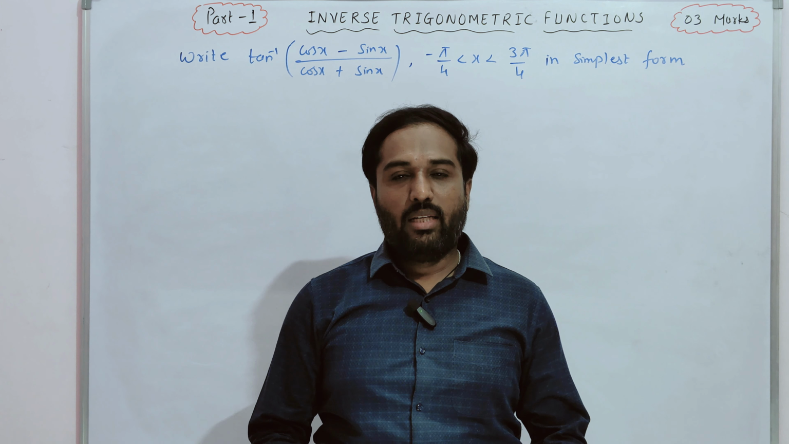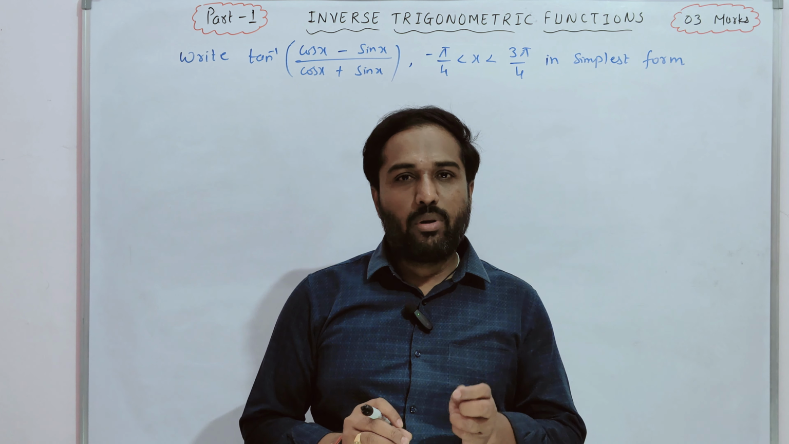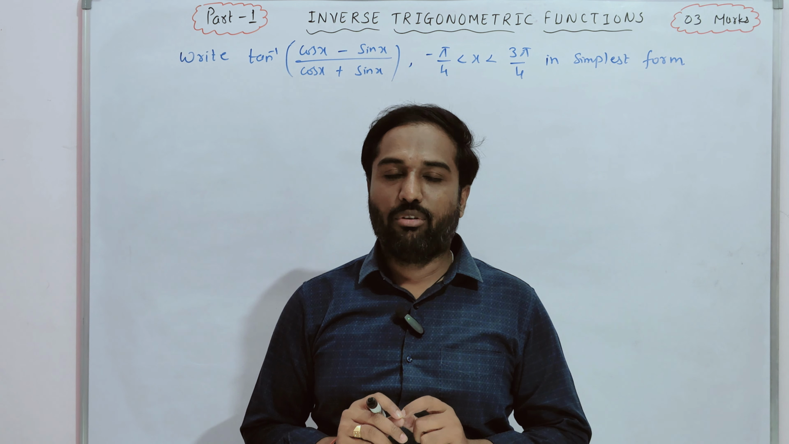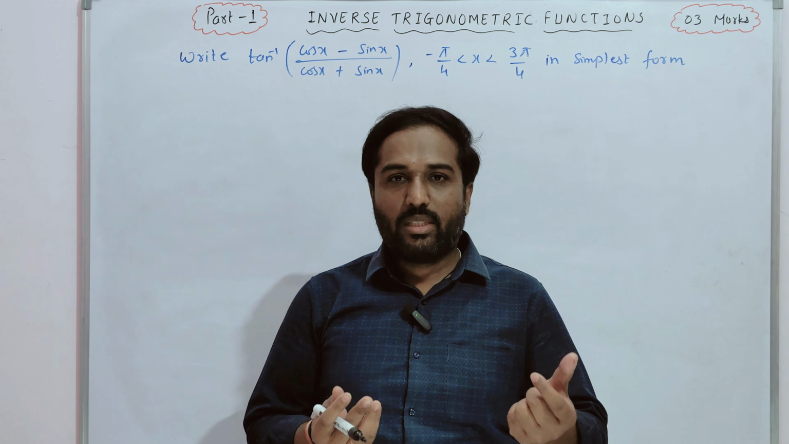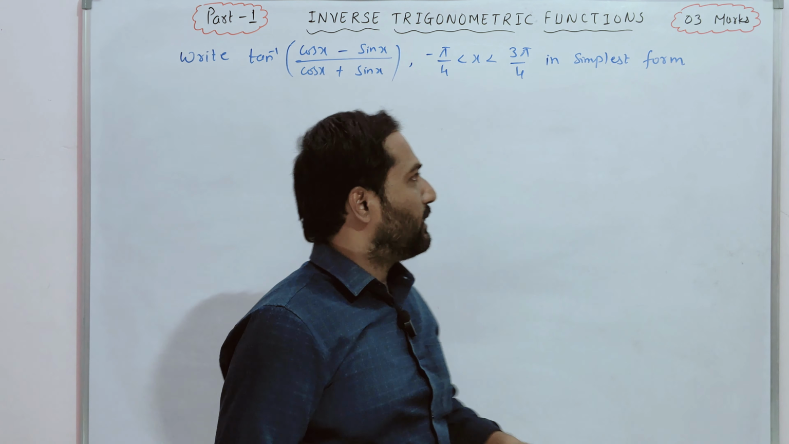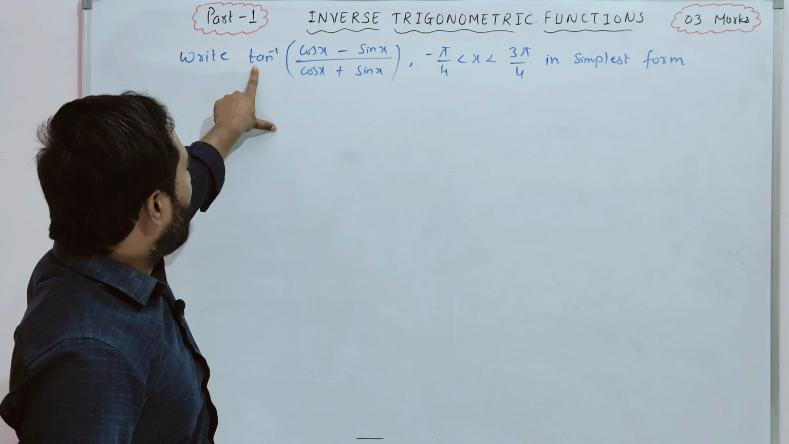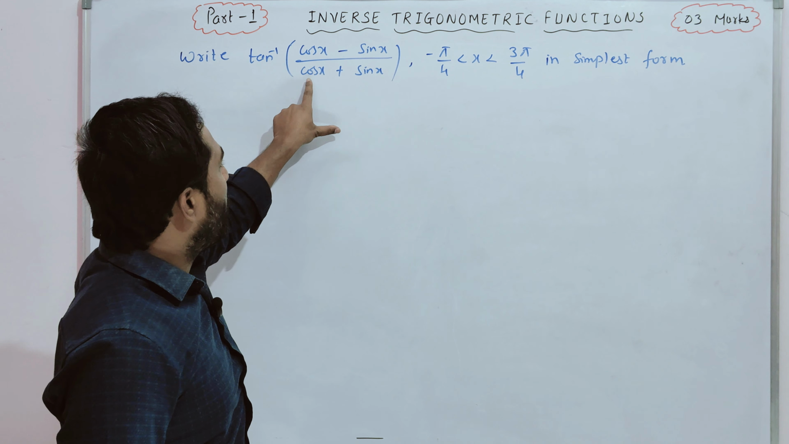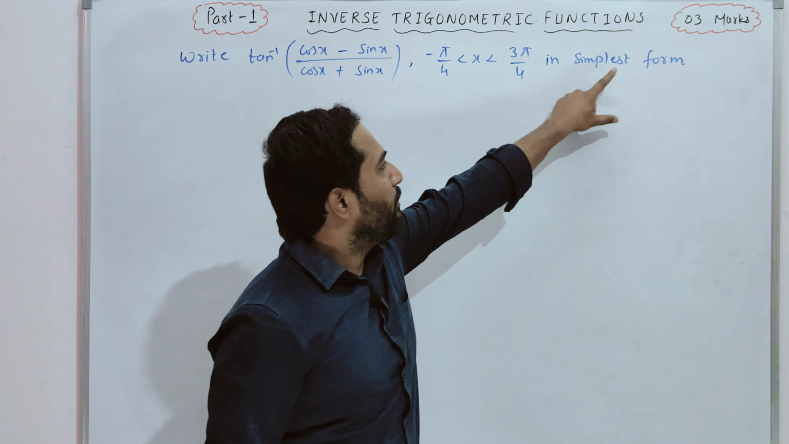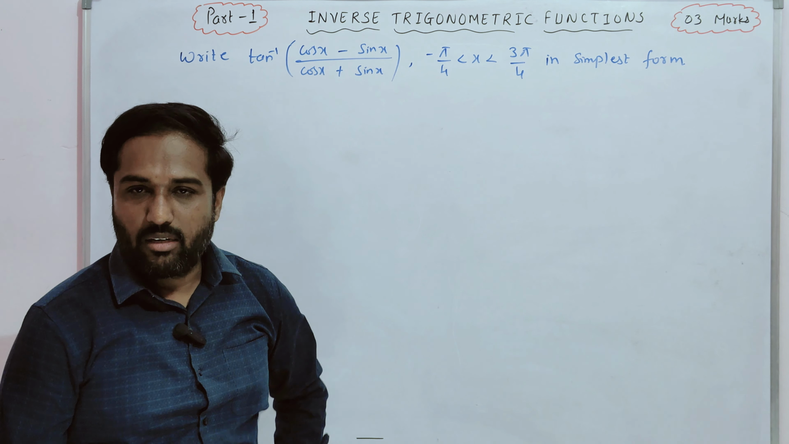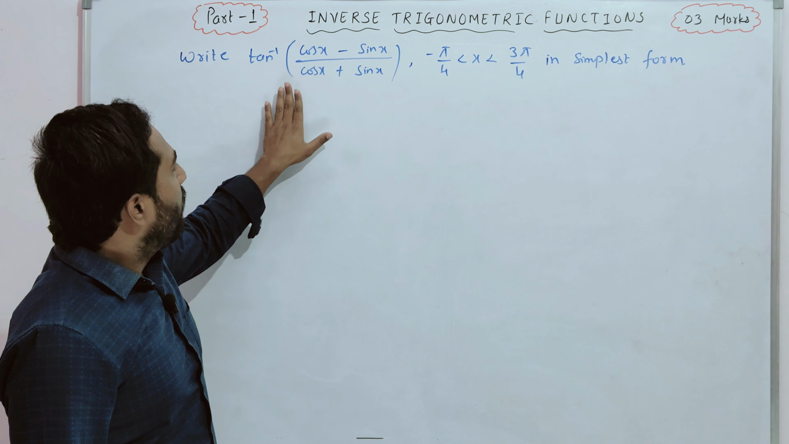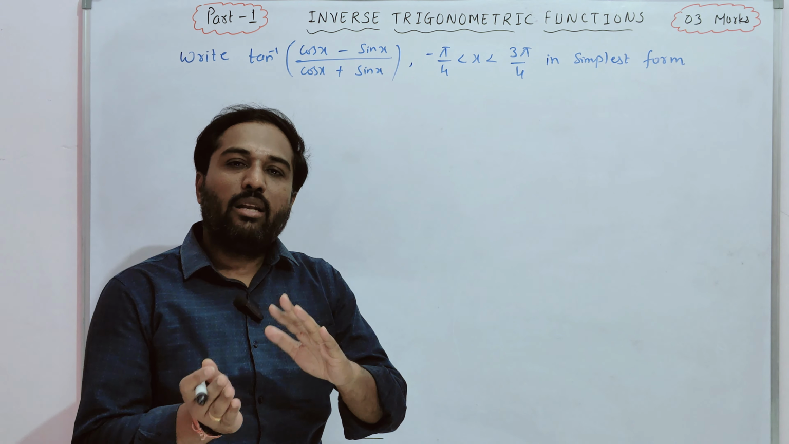So we'll see another similar kind of problem, but there is a slight difference in the function. Again, he is asking to convert it into the simplest form. Okay, let us see. Tan inverse of (cos x minus sin x) divided by (cos x plus sin x) in simplest form. The range of the function is already given, so it doesn't matter for that. Now observe the function, then we need to simplify.